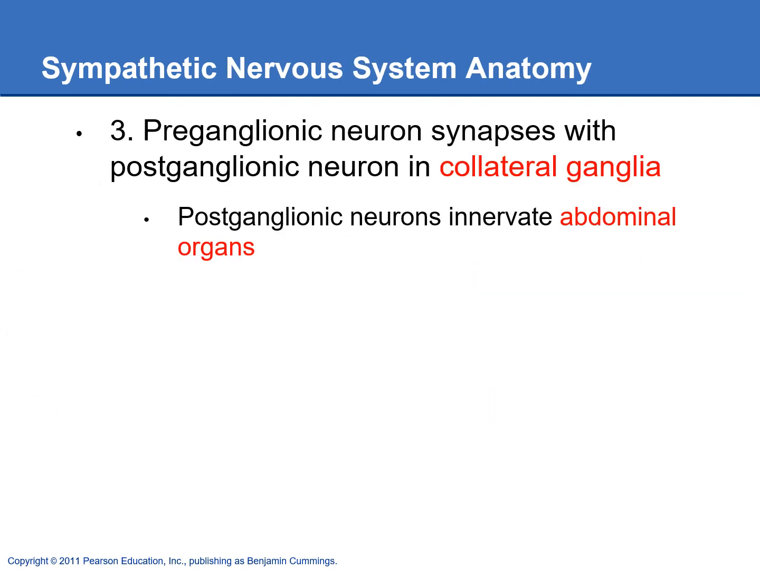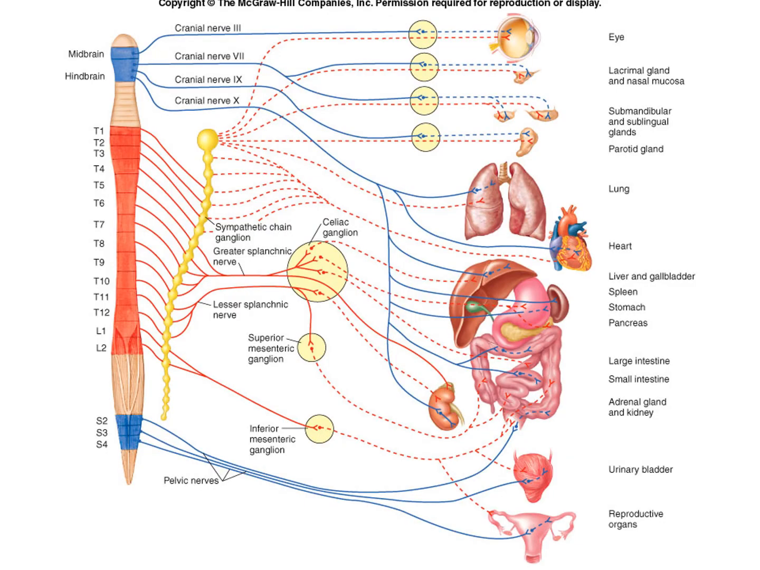Okay, and then our last pathway with the sympathetic nervous system would be the preganglionic neuron will travel through the sympathetic chain, keep going, and then synapse in the collateral ganglia, and then the postganglionic neurons will then innervate the abdominal organs. And here's just a picture of this.